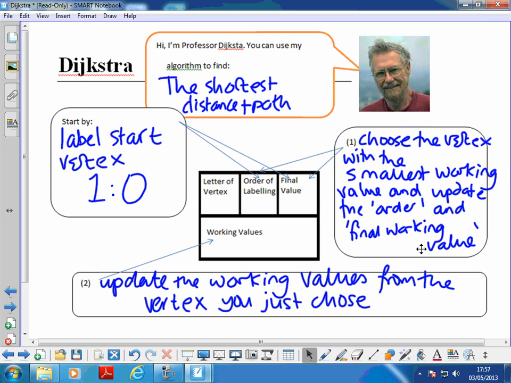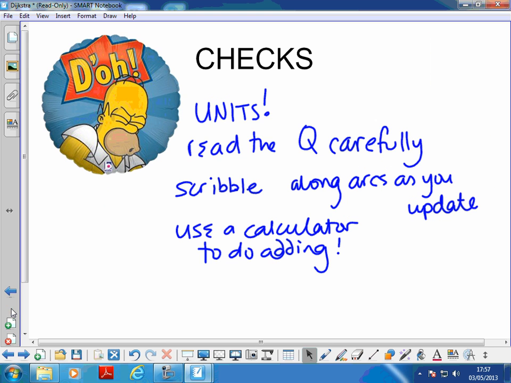You start by labelling the start vertex with an order 1 and final value, as in distance travelled, 0. You then update the working values from that vertex that you just chose, and then have a look at all of the working values and choose the vertex with the smallest working value, update the order and final working value of that vertex, and then repeat the process. Update, look for the smallest, update, look for the smallest, and continue until you get to the end. Pause the video if you need to write down these notes.